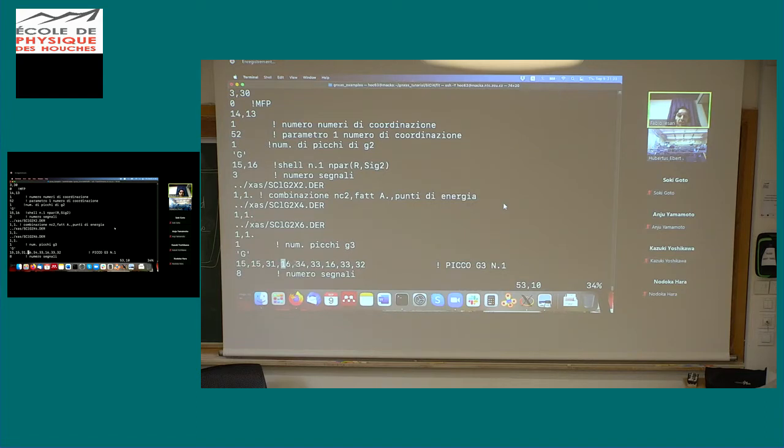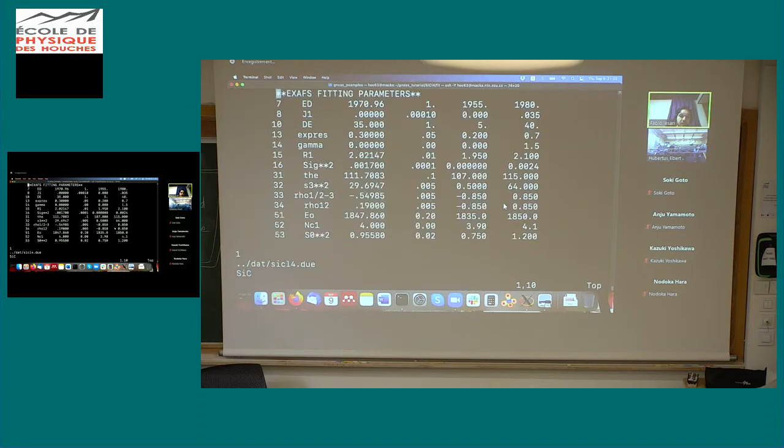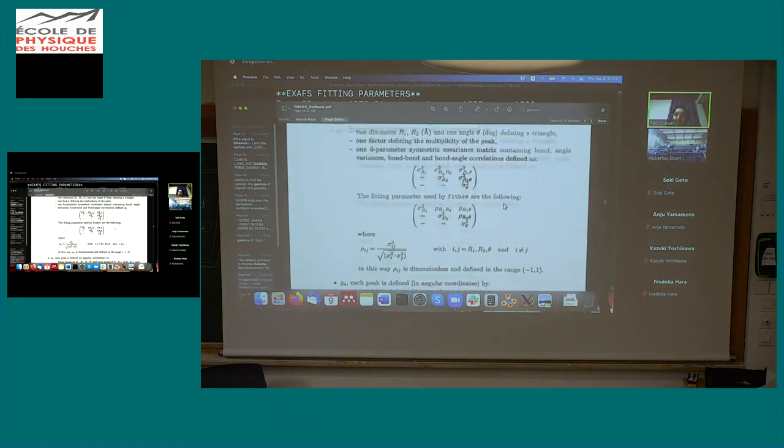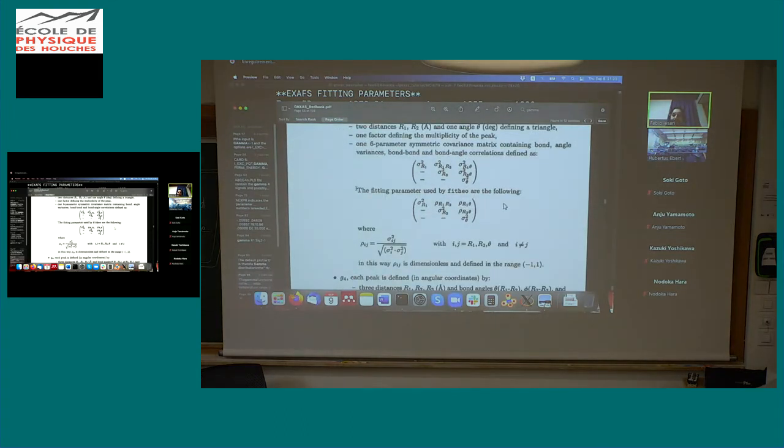Then you have this 34, which is the sigma square or rho between R1 and R2. This actually, I think maybe it's written in the manual. Yeah, the fitting parameters used by the program actually are these ones.